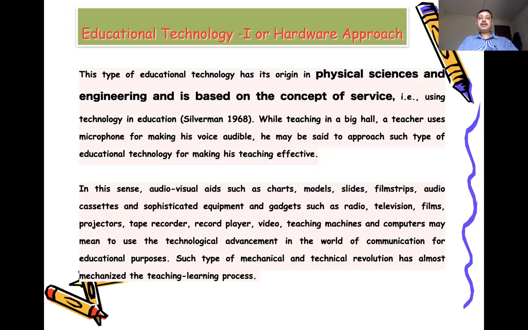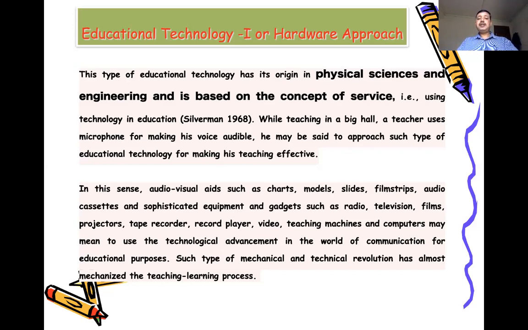The education technology has its origin in physical sciences and engineering, based on the concept of services. So, using technology in education, while teaching in a big hall, teachers use microphones for making the voice audible. This may be said to be an approach of such types of educational technology for making teaching effective. This is used in different modes of these technologies.